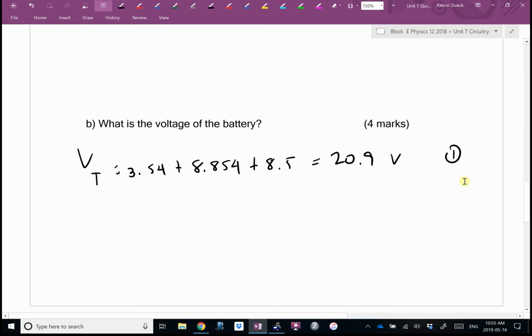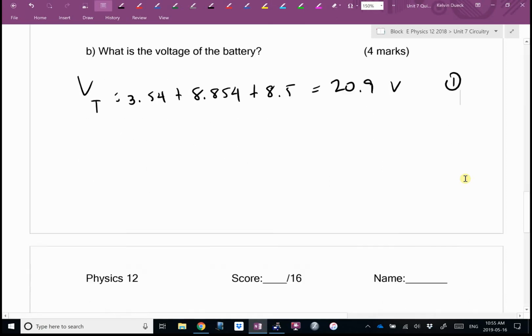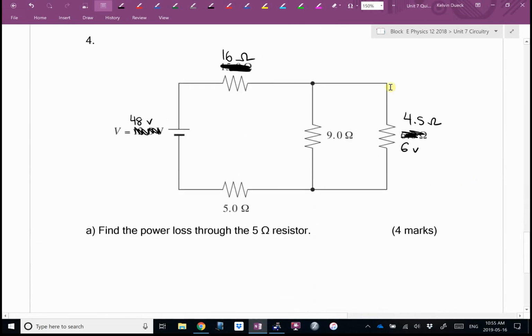Okay. You'll notice that one I didn't have to rewrite. Why? As soon as I saw they gave me 2 things, I figured I wouldn't need to. This one, I bet you I'm not going to need to rewrite. Why? They give me 2 things. I don't think I'm going to need to. They want me to find the power loss.